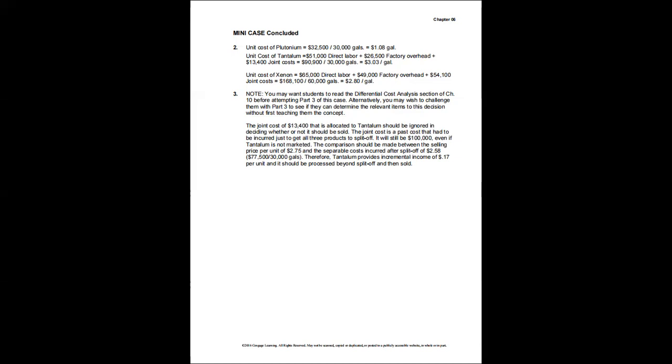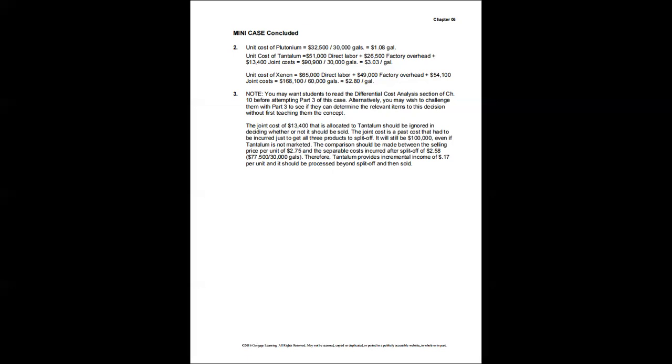So you may want students to read the differential cost analysis section of chapter 10 before attempting part 3 of this case. Alternatively, you may wish to challenge them with part 3 to see if they can determine the relevant items to this decision without first teaching them the concept. The joint cost of 13,400 that's allocated to tantalum should be ignored in deciding whether or not it should be sold.